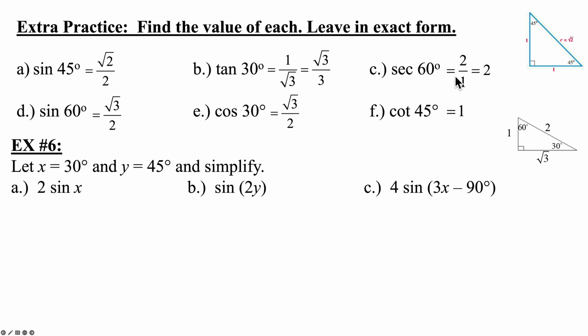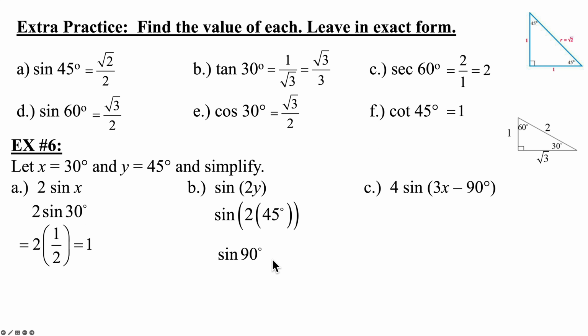All right, example 6. Let's say x is 30 degrees, y is 45 degrees. Let's simplify some of these expressions. So if I put 30 degrees in for x, this becomes 2 times the sine of 30 degrees. Well, if I go to 30 degrees, opposite 1 over hypotenuse 2, that's 1/2. 2 times 1/2 is 1. Sine of 2y, y is 45 degrees. That's going to make it 90 degrees.